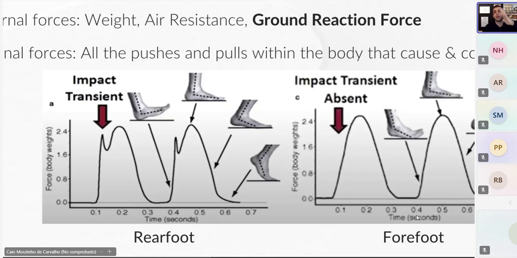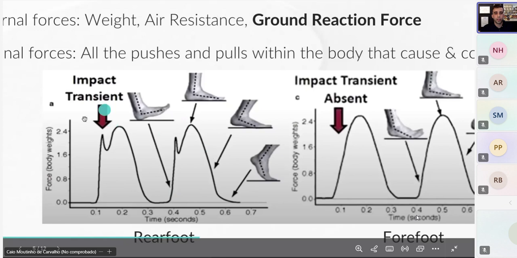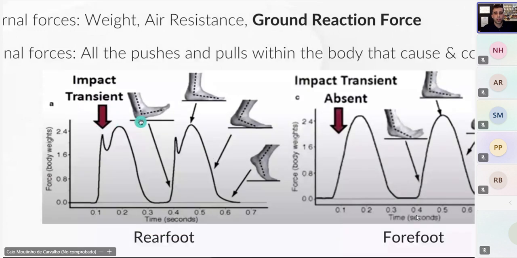If we're running and we land on the rear foot, what happens is we have the first peak of contact on the rear foot, and then when we put the whole foot on the ground, there's another peak of ground reaction force. This is again vertical ground reaction force, only considering the vertical part. So the first peak corresponds to the contact of the heel, and the second peak corresponds to the contact of the whole foot.